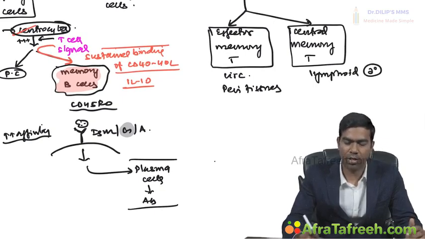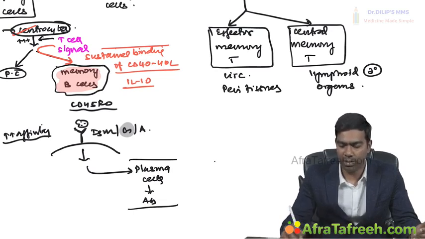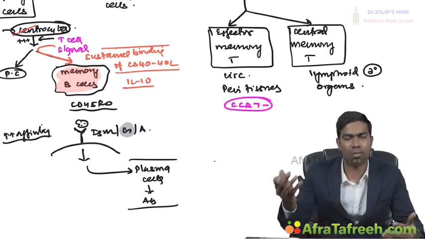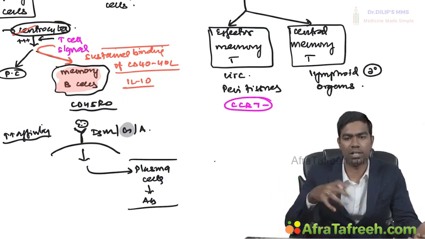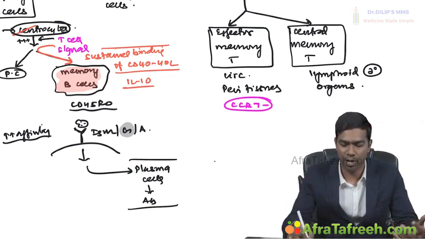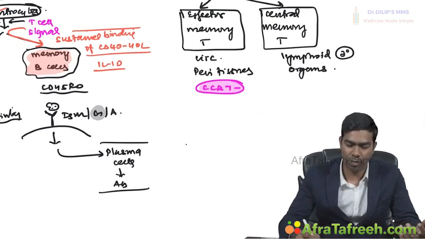That is secondary lymphoid organs like lymph nodes, spleen, everywhere. They will be pooled in the lymphoid organs. So these effector memory T cells, typically they will be CCR7 negative. Then only they can move out. I told you the CCR signaling is very important for homing within the lymph node or a secondary lymphoid organ or a primary lymphoid organ. So the CCR7 negativity is very important. That's why they move out of the secondary lymphoid organs.